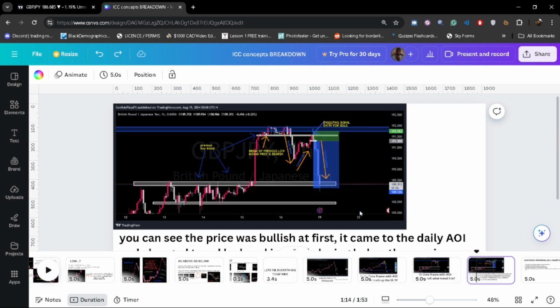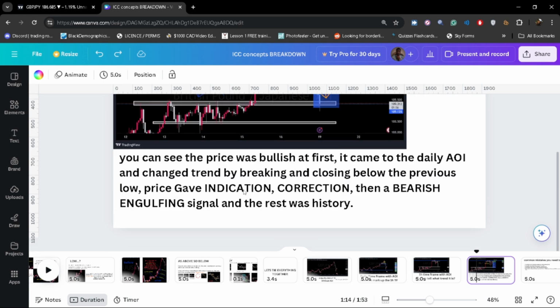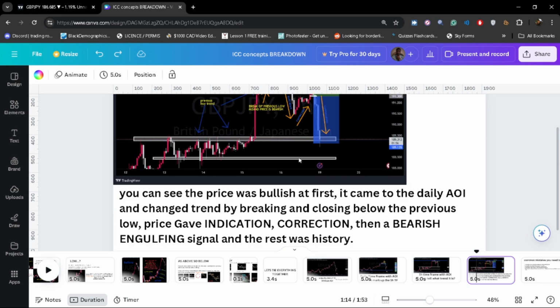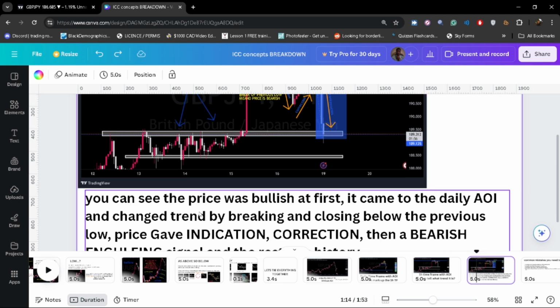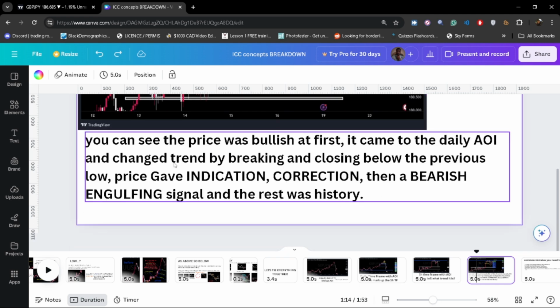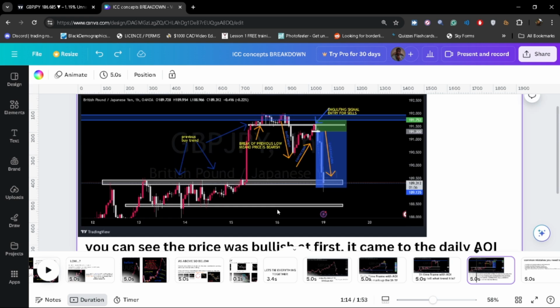The trend is basically sells, right? So the trend right now is basically sells. You can see that price was bullish at first. It came to the daily, so let's actually break this down. You can clearly see that price was bullish at first. It came to the daily area of interest and changed the trend by breaking and closing below the previous low. Price gave an indication, correction, and then a bearish engulfing signal, and the rest was history.